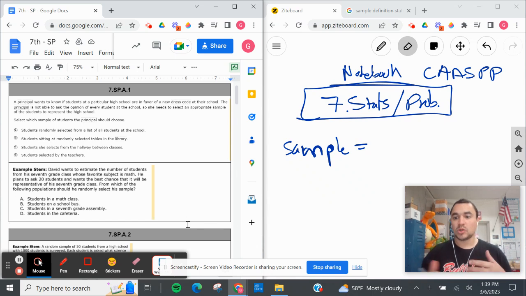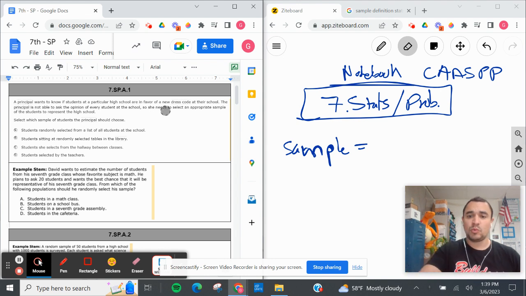Hello, everybody. We're going to be going over some stats and probability today. I wanted to make sure that we go over this, but if you don't understand everything, that's okay. There's probably going to be about one or two problems on the CAASPP dealing with this. So we're just going to do a quick review.